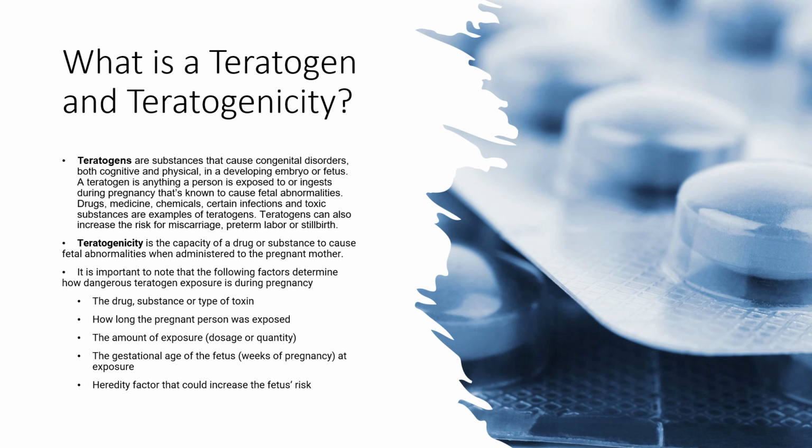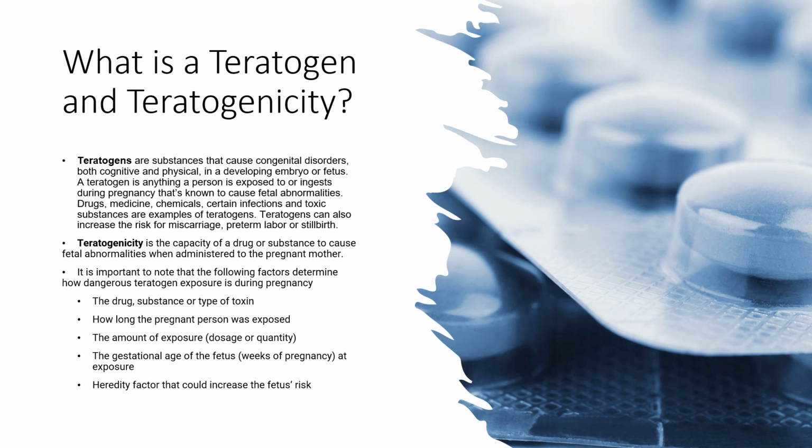A teratogen is a substance that causes congenital disorders, both cognitive and physical, in a developing embryo or fetus. A teratogen is anything a person is exposed to or ingests during pregnancy that's known to cause fetal abnormalities. Drugs, medicine, chemicals, certain infections, and toxic substances are examples of teratogens. Teratogens can also increase the risk for miscarriage, preterm labor, or stillbirth.